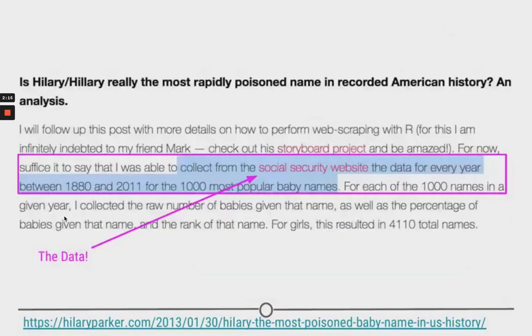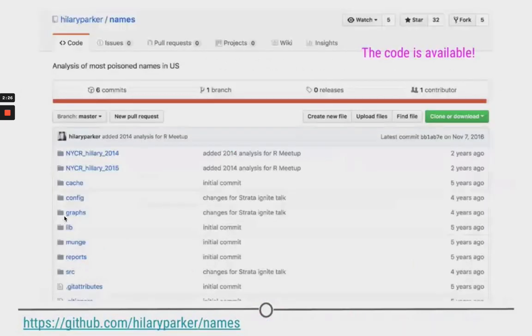To answer this question, Hilary collected data from the Social Security website. This dataset included the 1,000 most popular baby names from 1880 until 2011. As explained in the blog post, Hilary was interested in calculating the relative risk for each of the 4,110 different names in her dataset from one year to the next from 1880 to 2011. By hand, this would be a nightmare. Thankfully, by writing code in R, all of which is available on GitHub, Hilary was able to generate these values for all these names across all these years.